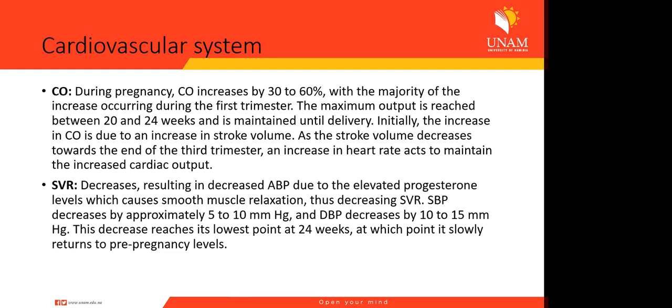The systolic blood pressure decreases approximately 5 to 10 millimeters of mercury normally, but the greater decrease occurs with the diastolic blood pressure, which decreases by 10 to 15 millimeters of mercury. Note that this decrease in blood pressure reaches its lowest point at 24 weeks, at which point it slowly begins to return to the pre-pregnancy levels, especially in normotensive pregnant patients.